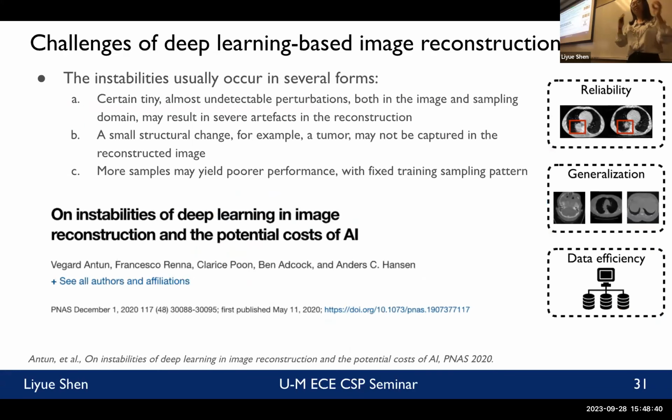But after that, there were a lot of following works, but at the same time, we also realized there may be something that we need to think deeper about in deep learning based image reconstruction. In this paper published in PNAS 2020, it raises the question of the instability of deep learning in image reconstruction. So what exactly is it? It reads something about the reliability, the generalization, and also the data efficiency. We'll look into these three specific questions in detail.